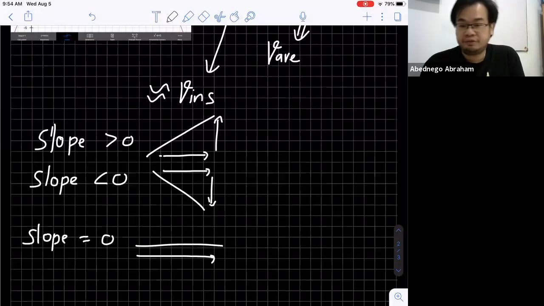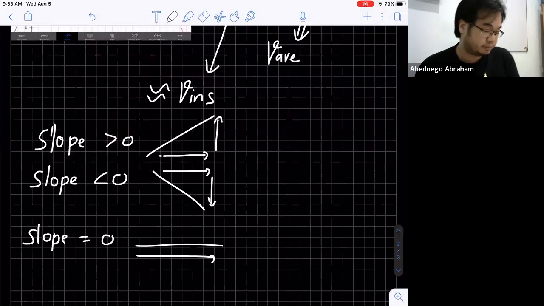Now, what if the data is given numerically, like in your book, page 9, example 4, where the data is given in a table? It's the same thing. Basically, you just need to find the average rate of change, and you use that to estimate the value of the instantaneous rate of change.